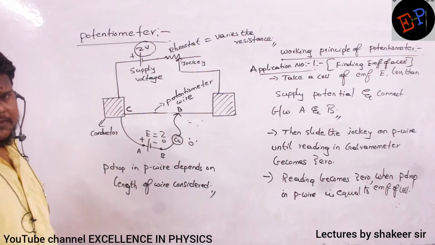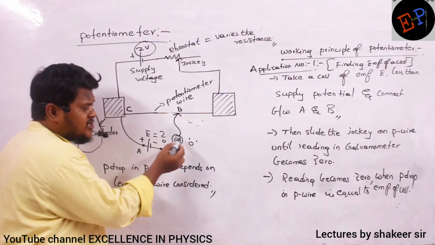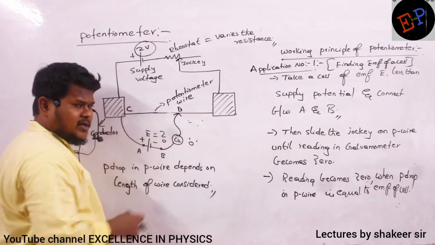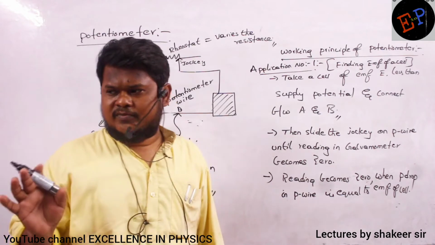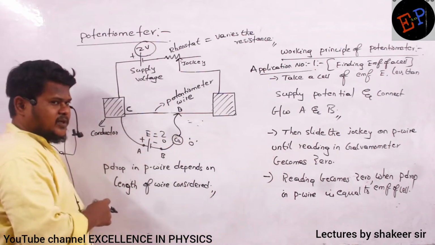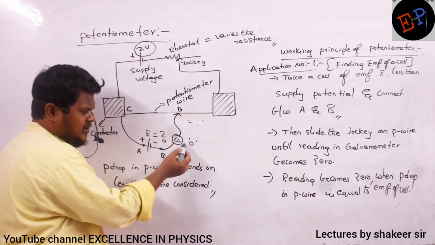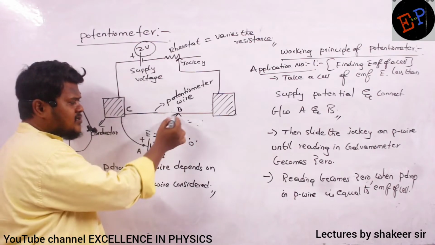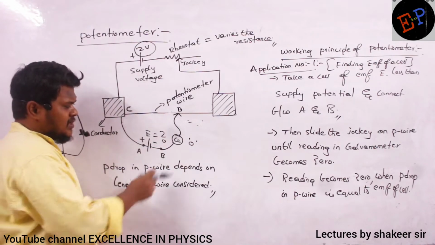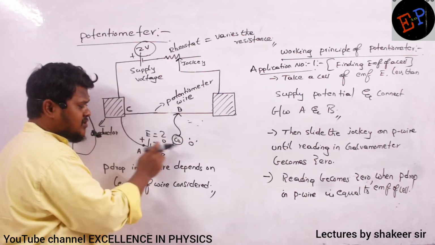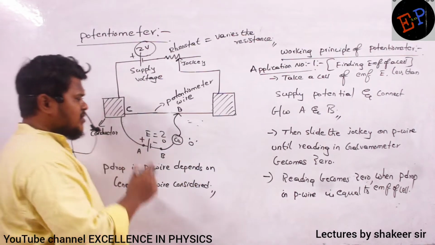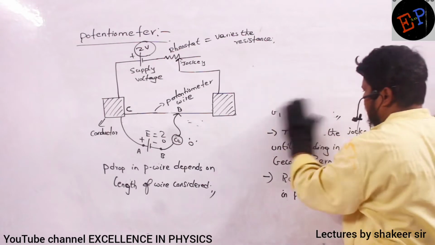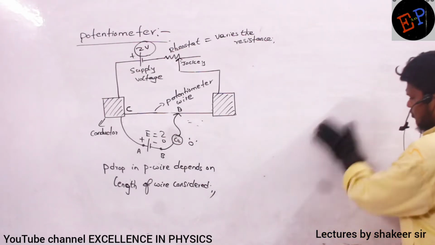Then what do you understand? In which condition will the galvanometer reading become 0? What is meant by galvanometer? It measures the strength of current. A small amount of current is represented by the galvanometer. So if the galvanometer reading is 0, it represents that there is no current flowing in the circuit. Current doesn't flow only when potential differences are equal. So therefore, current does not flow.